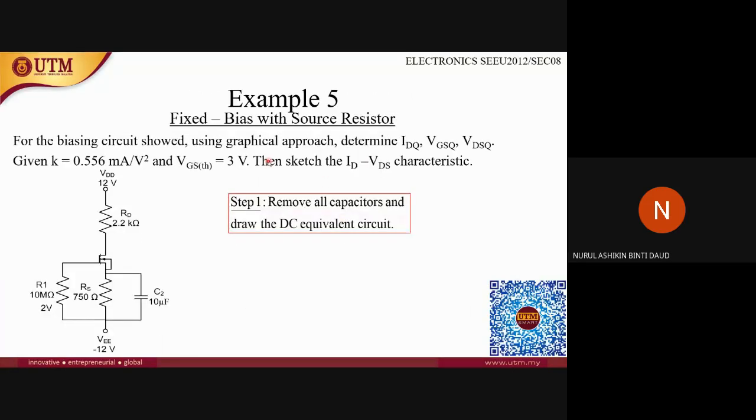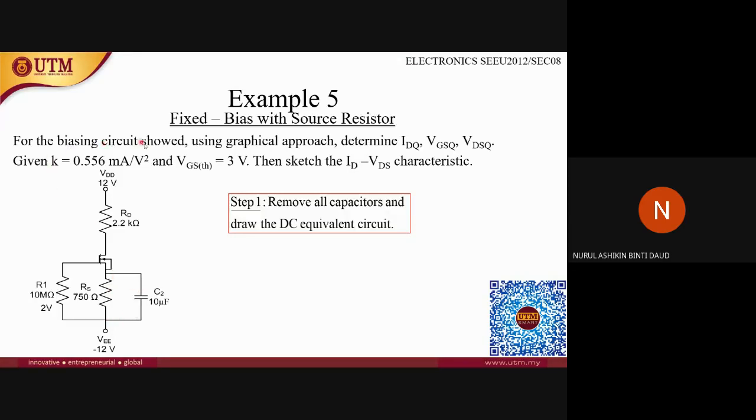So let's look at another example. We're going to look at lots of examples. So this is another example: fixed bias with source resistor. Okay, so at this circuit, you can see that there is another capacitor included at the source here.